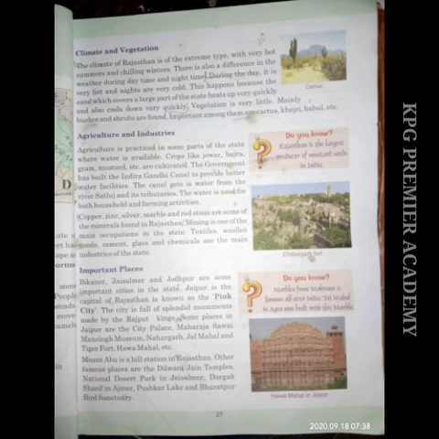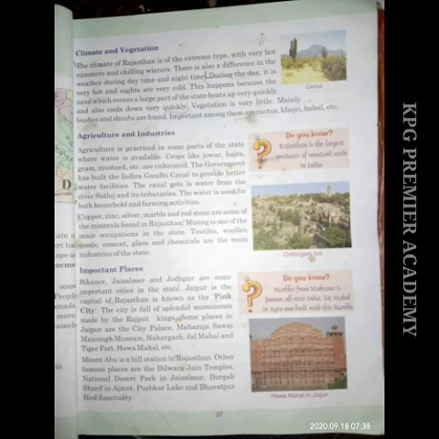Agriculture and industries. Agriculture is practiced in some parts of the state where water is available. Crops like jowar, bajra, gram, mustard, etc. are cultivated. In some part of Rajasthan, there is water, like our place. Okay, so in those parts where water is available, cultivation is done. That is, they grow crops. What are the crops they grow? They grow mainly jowar, bajra, gram, mustard, etc.